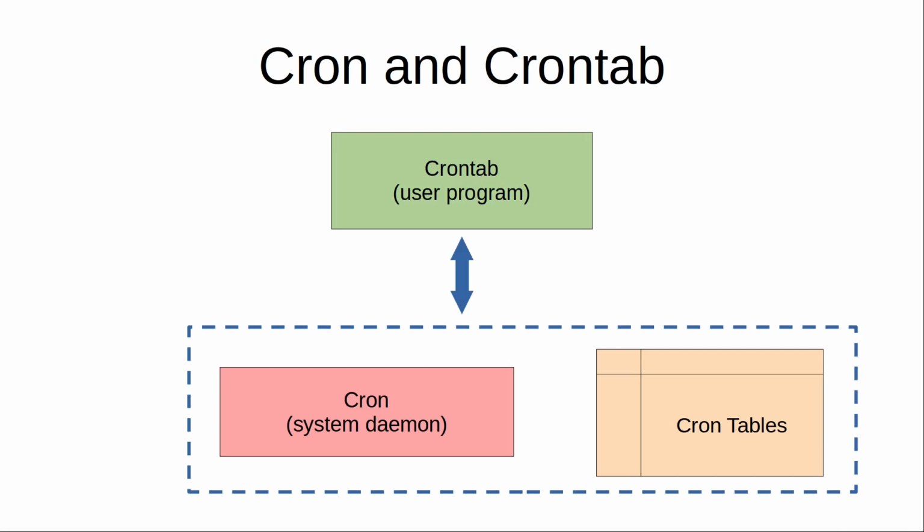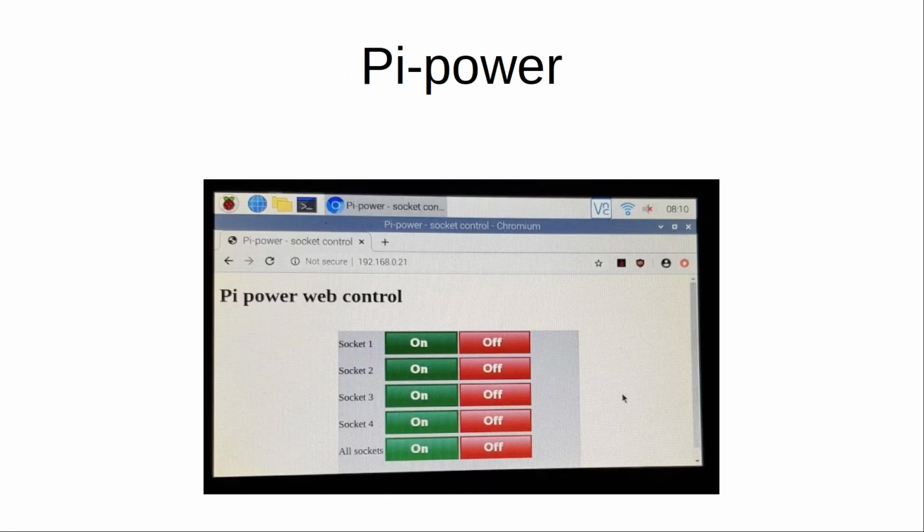When we're editing, crontab is the program that edits the tables, and then cron is the program that runs and launches the programs when it's appropriate. So as I say, the example here I'm going to use is based around my Pi Power project. It's a web-based application that provides a way to turn electrical sockets on and off through a web interface. You just press the appropriate button for whether you want to turn the socket on or off, and it communicates through the Energenie Pi-mote.